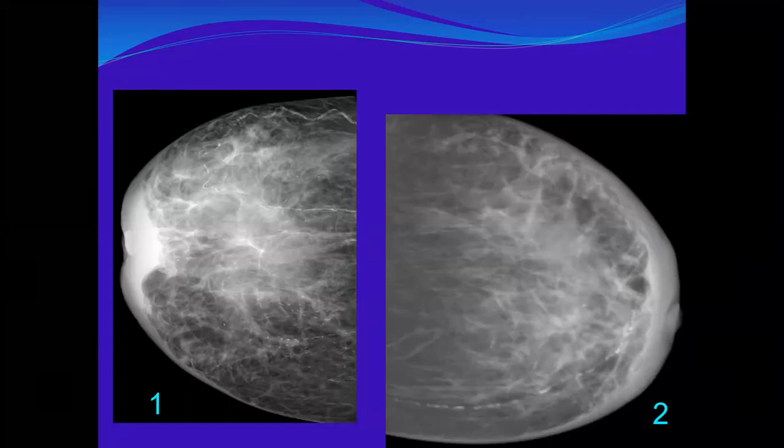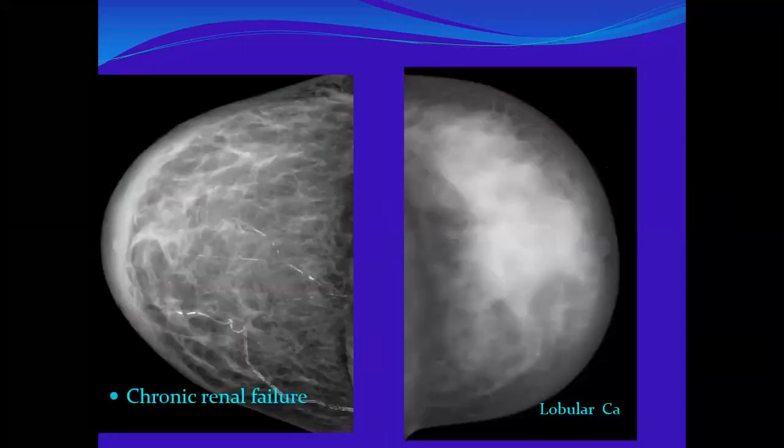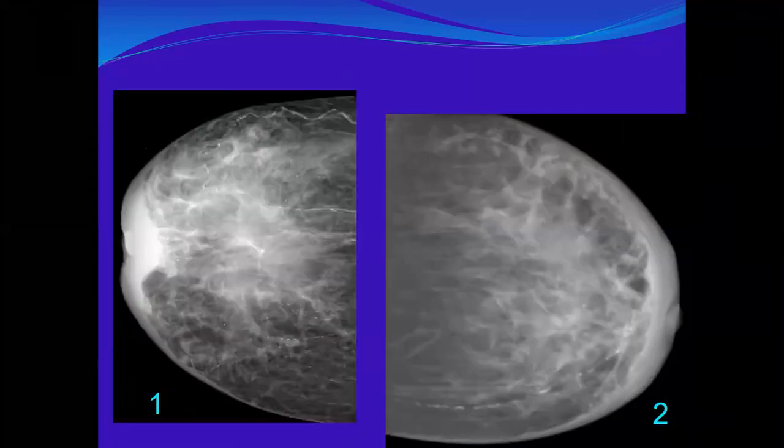So no more use of the word density. Okay. Global asymmetry. Yes. So what's your impression, with the nipple? So you are going to report it as BI-RADS 4C. Even this one is chronic renal failure. We are going to report it as BI-RADS 4 until proven there is no cancer.